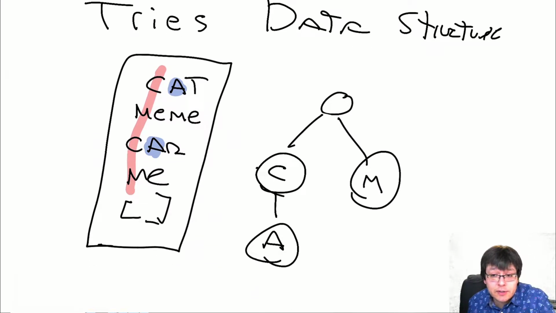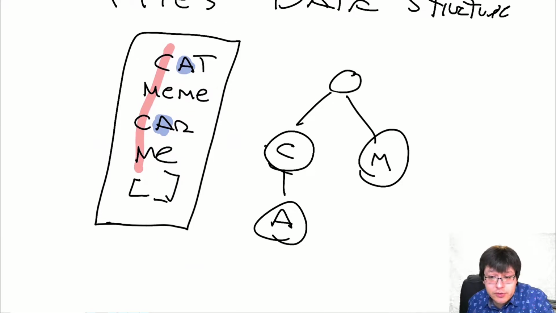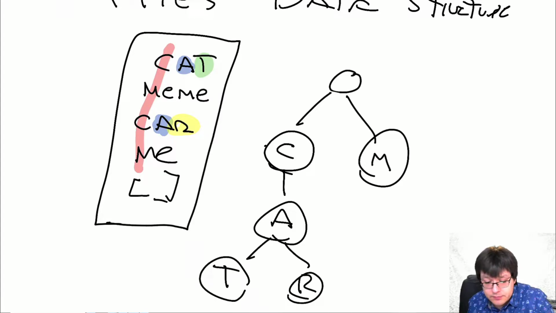On the other hand, once I do get there, I can see that the third letter of the words that start with CA is going to be either T or R. So I can put a T or an R in there.